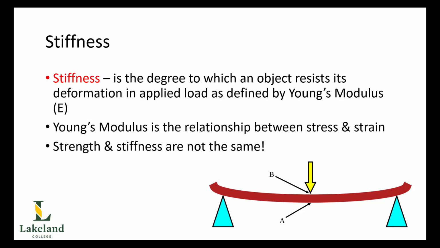Stiffness is basically the degree to which the object resists deformation. Strength is just that which does resist deformation or permanent deformation. They're similar, but they're not exactly the same. So you've got to be careful here with this one of stiffness versus strength.